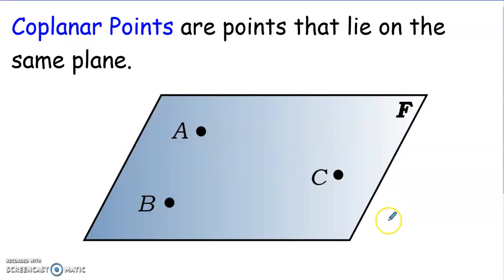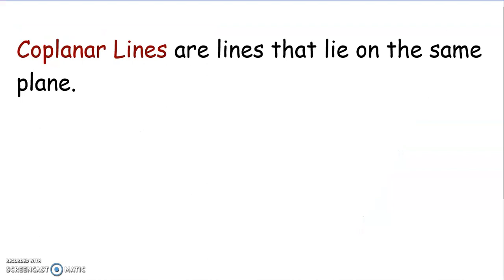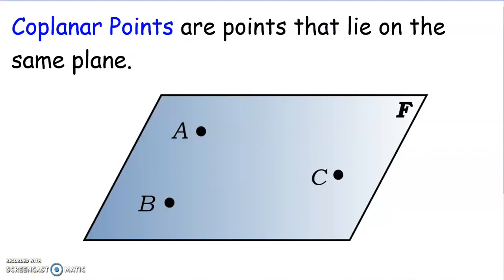Coplanar points are points that lie on the same plane. So for example, A, B, and C lie on the same plane, so we call them coplanar points. Then we also have coplanar lines, which are lines that lie on the same plane. So for example, I can draw in line M, and I can draw in line P, and they're both on plane F, so these would be considered coplanar lines.